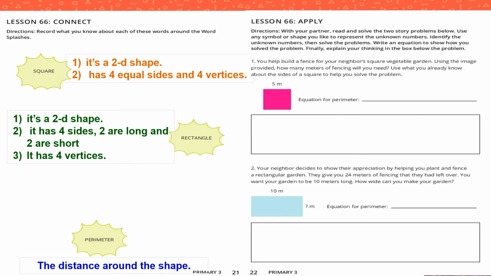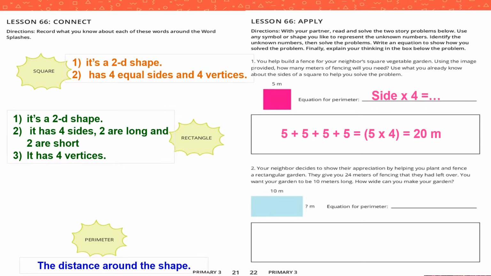Here, I know that all sides of a square are equal. And I want to know the fence. Fence means perimeter. The perimeter of a square equals what? We said before, side plus side plus side plus side. It means side times 4. And the side here equals what? Equals 5 meters. So 5 plus 5 plus 5 plus 5 equals 5 times 4 equals 20 meters.